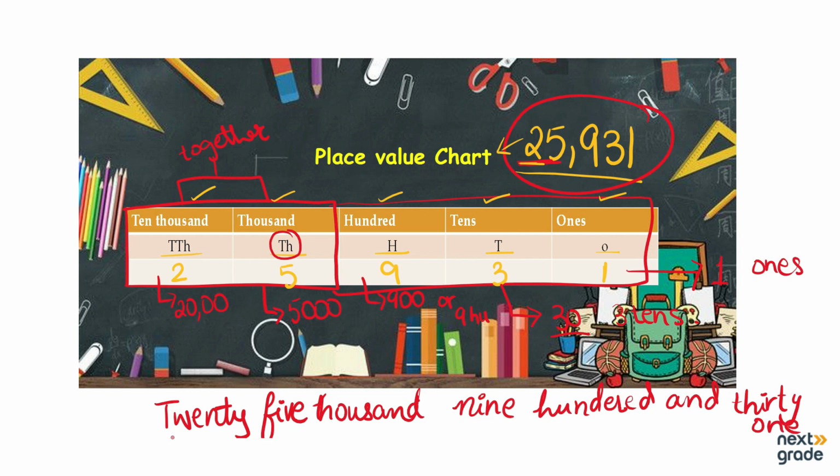Just remember, when we are reading ten thousands and thousands together, there is always a comma in the number. That indicates that these two digits are at the places of ten thousands and thousands, and these three digits are at the places of hundreds, tens, and ones. I hope you understood how we can place different values in a place value chart. In the next videos we are going to practice it more and learn about different methods that we can use to solve questions related to place value. See you guys. Bye.